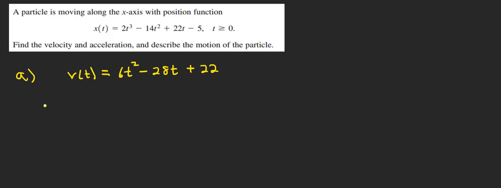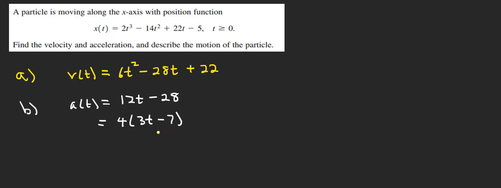Now let's find the acceleration. In order to find the acceleration, that is the derivative of the velocity or the second derivative of position. So the acceleration will be 12t minus 28. And let's factor out the 4. You get 3t minus 7. So when is acceleration equal to 0? That's when 3t minus 7 is equal to 0, which is t equals 7 over 3. That's when acceleration is 0.